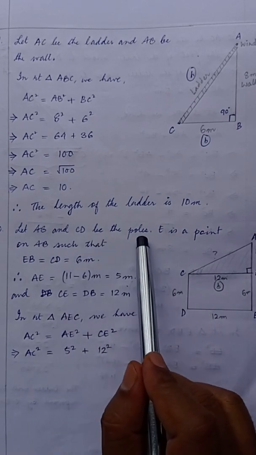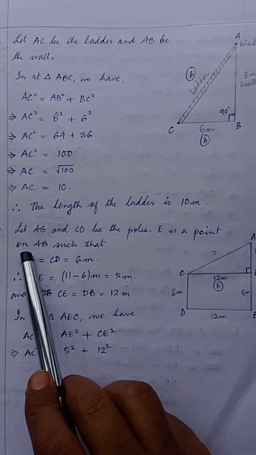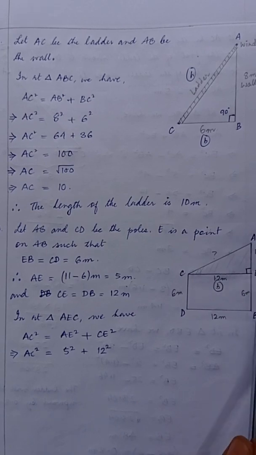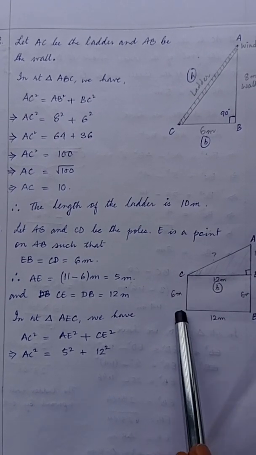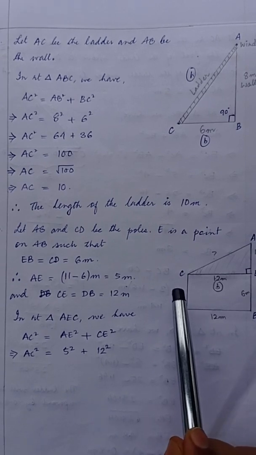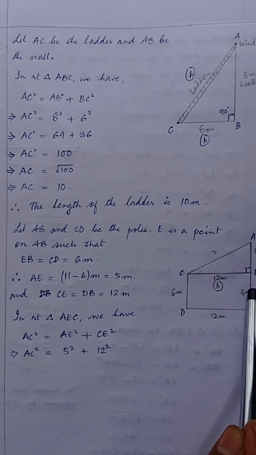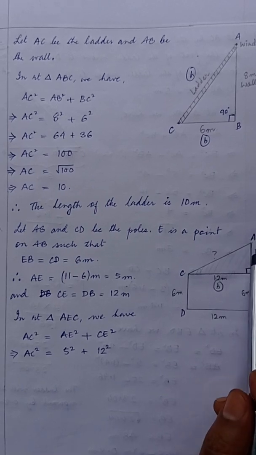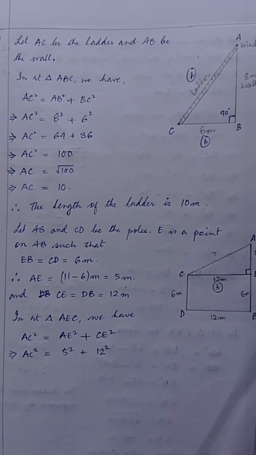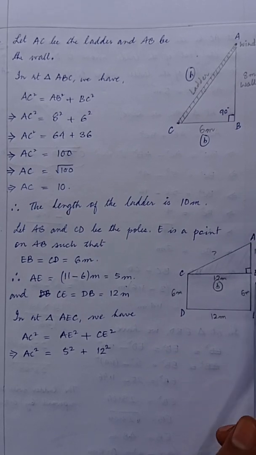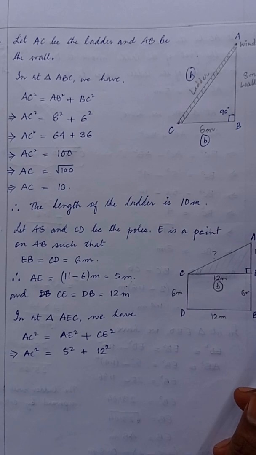Let AB and CD be the poles. E is a point on AB. We have taken E, a point here on AB, such that EB and CD are equal. Suppose this is 6, this is also 6. Now, the whole tower is 11 meter, and this part is 6. The remaining part will be 11 minus 6, that is 5.